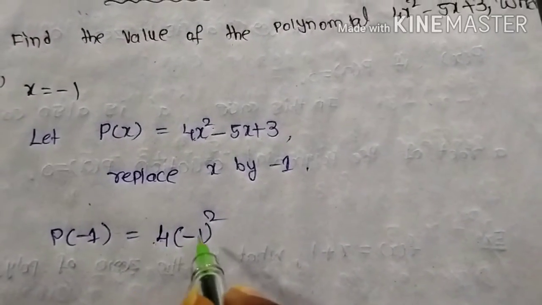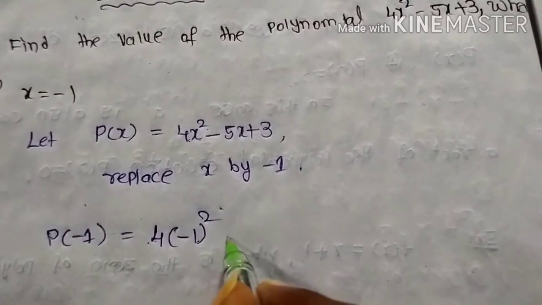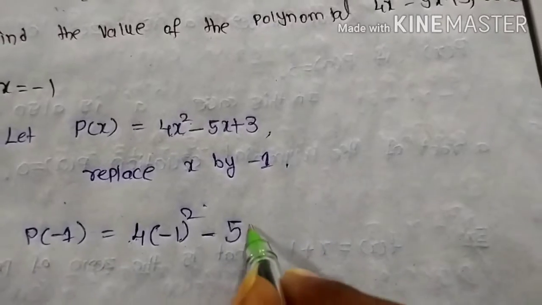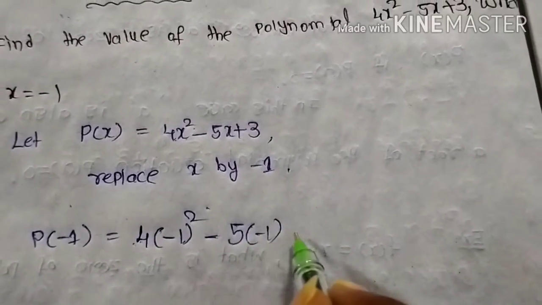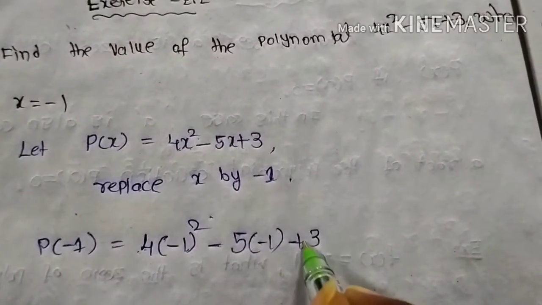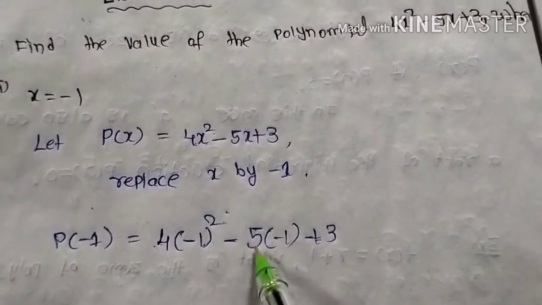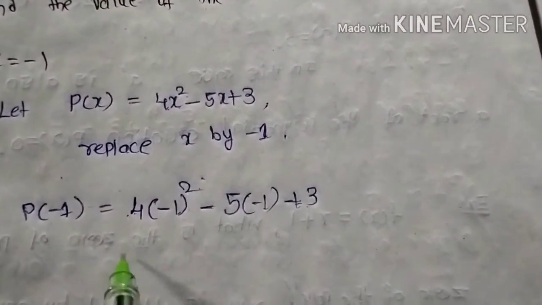Why? Because 4x square minus 5 into x value, which is minus 1. You can write here 5 into minus 1 plus 3. Just write that wherever x is available. See here, 4x square minus 5x plus 3. Now you can simplify here.